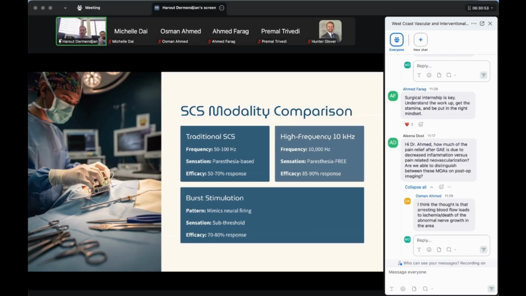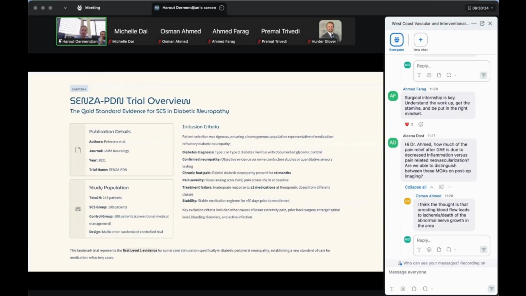And then there's a third type of burst stimulation. Again, this is subthreshold, so closer to how high frequency works. Again, it's considered paresthesia free. It works well when there's a lot of mental or emotional type of pain happening as well. And again, used a lot for back pain, more chronic back pain patients.